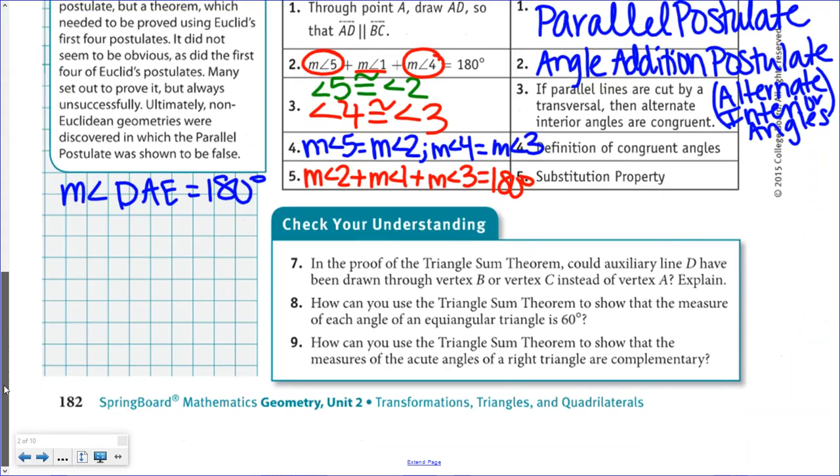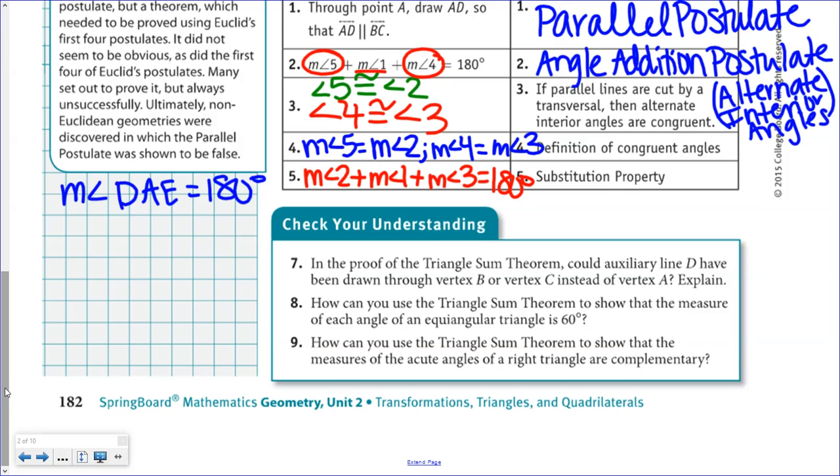So now let's look at number 7. In this proof, did we have to draw the auxiliary line D through vertex B or C? Could we have done that instead of just doing vertex A? Could our auxiliary line have gone through the other 2 vertices? Yes, it absolutely could have. So they had D right around our vertex A, and so they had it already set up to do it through vertex A, but our auxiliary line definitely could have gone through the other 2 vertices.